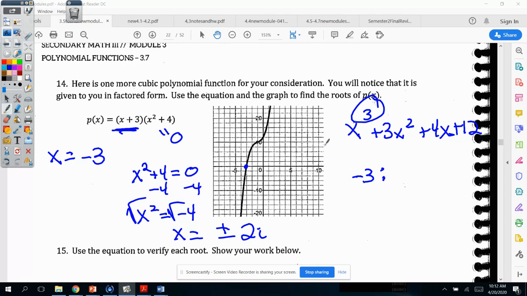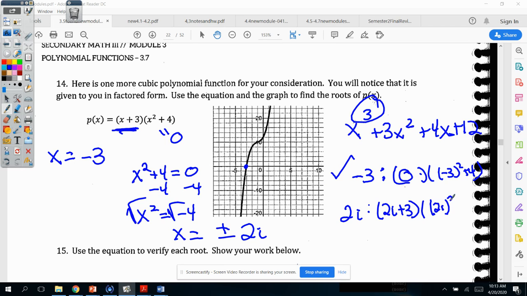When I plug in -3 here, -3 plus 3 is 0. 0 times -3 squared plus 4. Well, 0 times anything is 0, so that does work. 2i is trickier. I would have 2i plus 3 for the first parenthesis. And here, when I have 2i squared plus 4, 2i squared is 4i squared, which is -4. So -4 plus 4 is 0, times 2i plus 3. Anything times 0 is 0, so the 2i works.